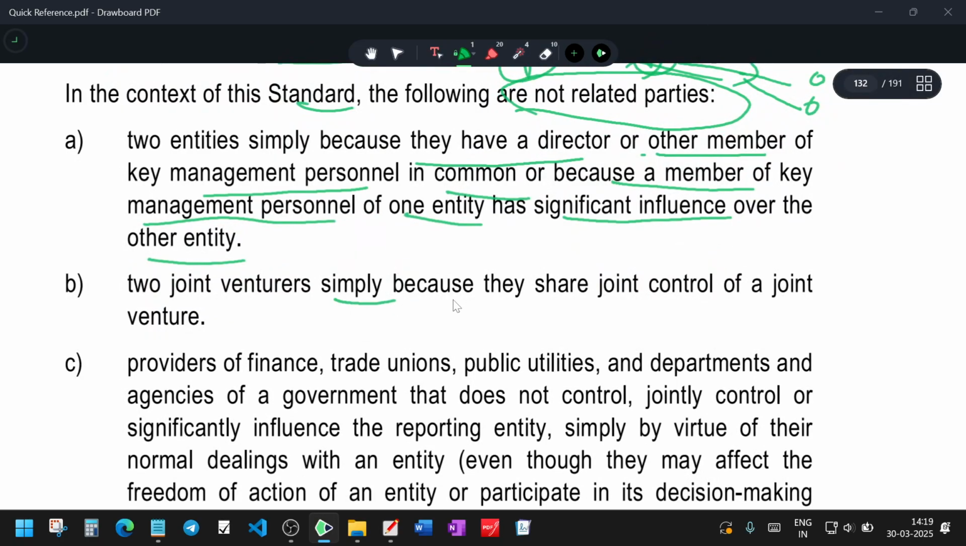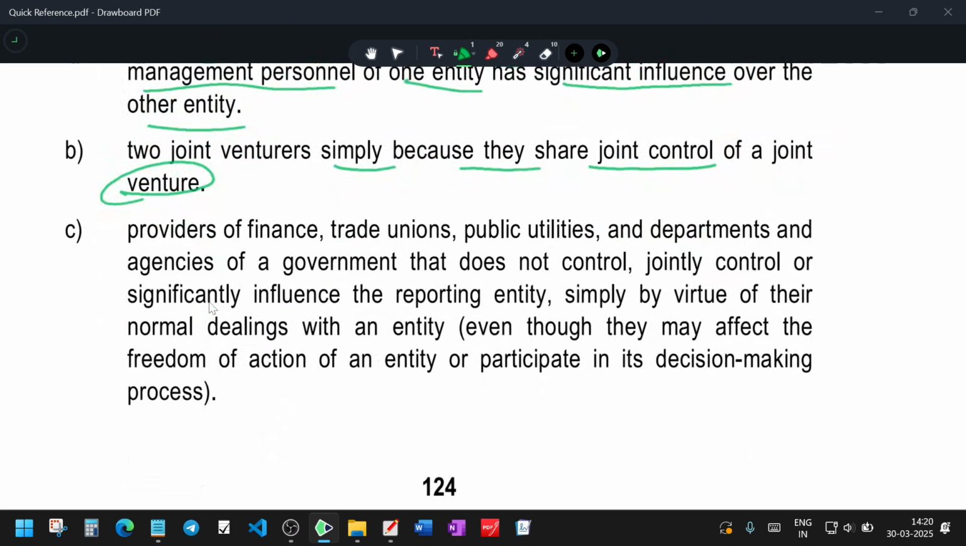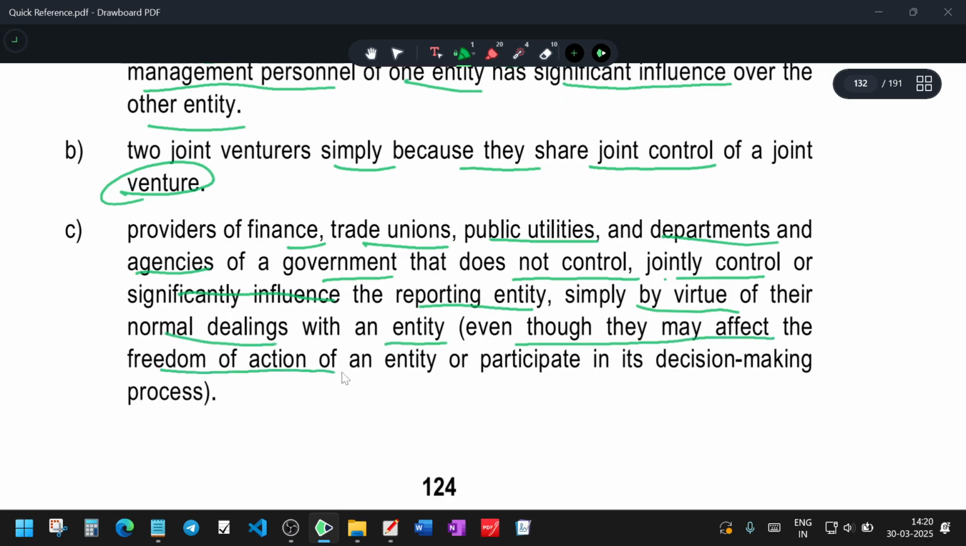Two venturers are not related parties simply because they share joint control of a joint venture. So under the standard, two persons joining together and doing something is not necessarily a related party. Not all transactions are related party transactions. You should see whether the transaction leads to related party disclosure. Providers of finance, trade unions, public utility departments, and agencies of government that do not control, jointly control, or significantly influence a reporting entity simply by virtue of normal dealings with the entity are not related parties, even though they may affect the freedom of action of the entity or participate in its decision-making process.